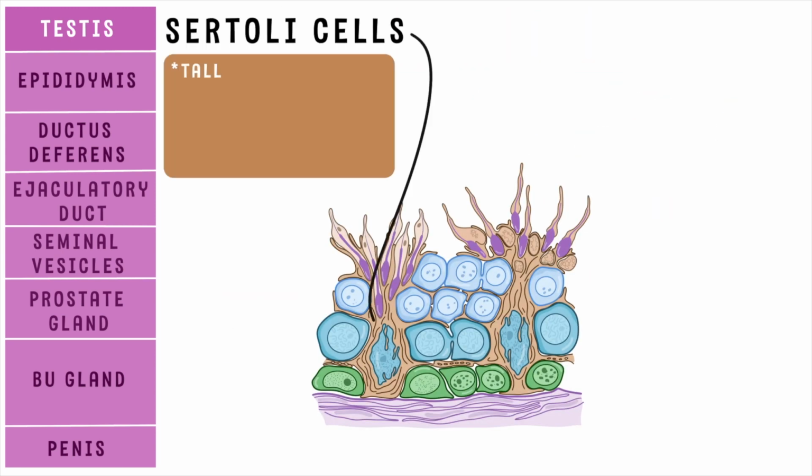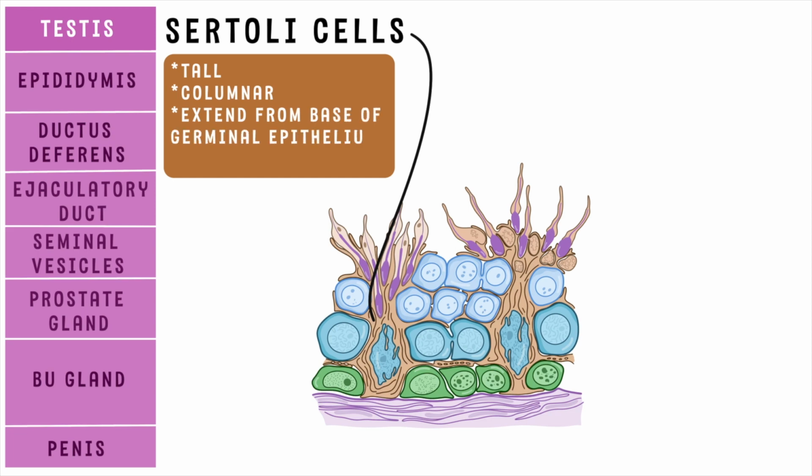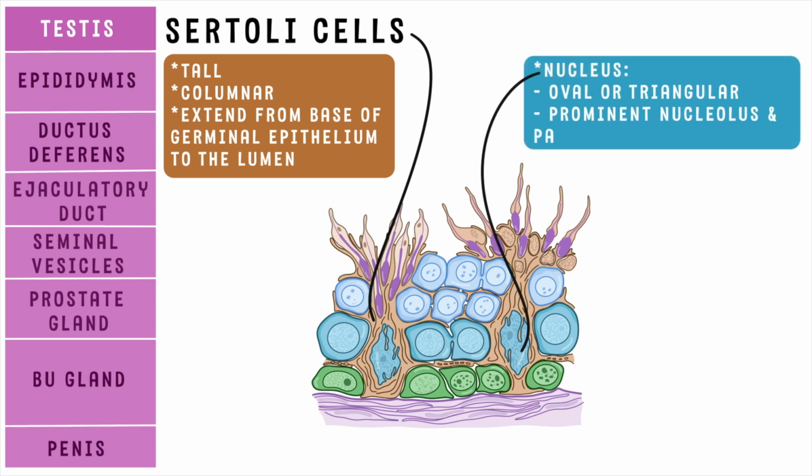Sertoli cells are tall and columnar, and extend from the base of the germinal epithelium to the lumen of the seminiferous tubule. The nucleus of Sertoli cells may appear oval or triangular, and most display a prominent nucleolus and palely stained chromatin, reflecting their high level of synthetic activity. Developing spermatogenetic cells are enfolded in the lateral cell membranes of Sertoli cells, and as a result, detail of Sertoli cell structure is difficult to distinguish in routine histological section.